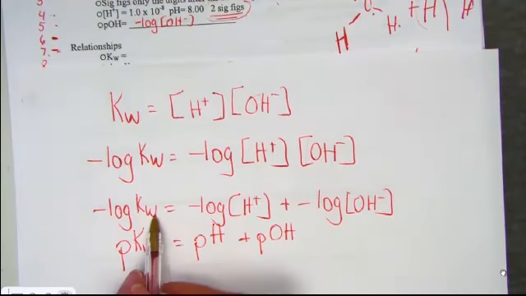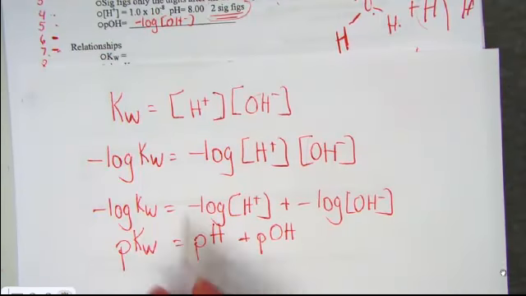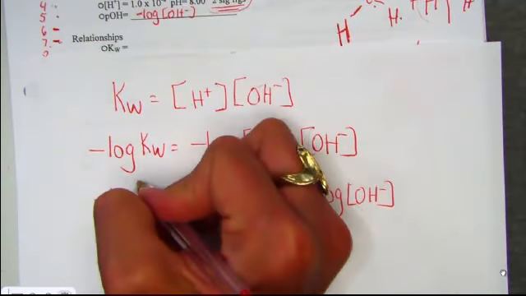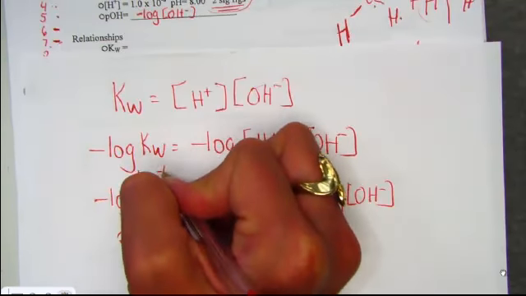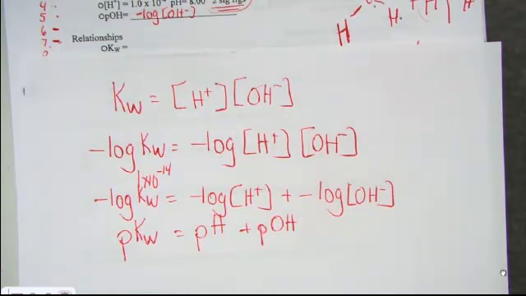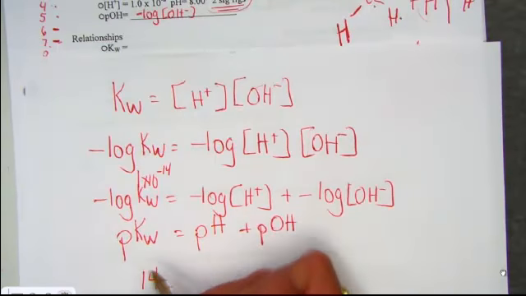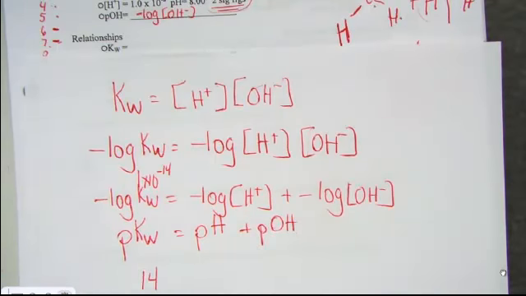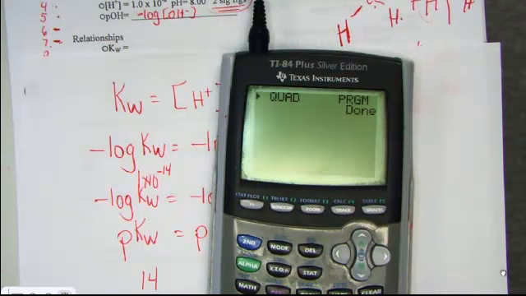If we negative log a constant Kw, the negative log of 1 times 10 to the negative 14th, that's the constant called Kw, is 14. If we literally hit that out, we could prove it to ourselves.